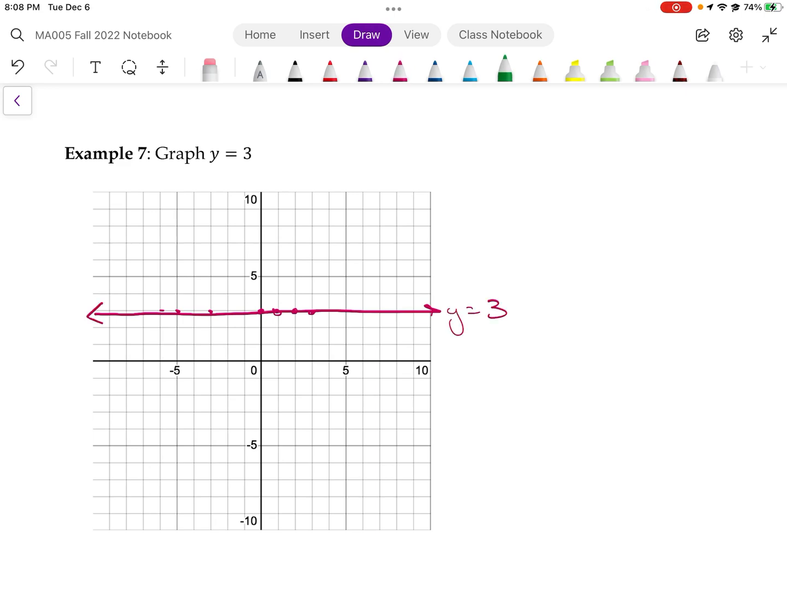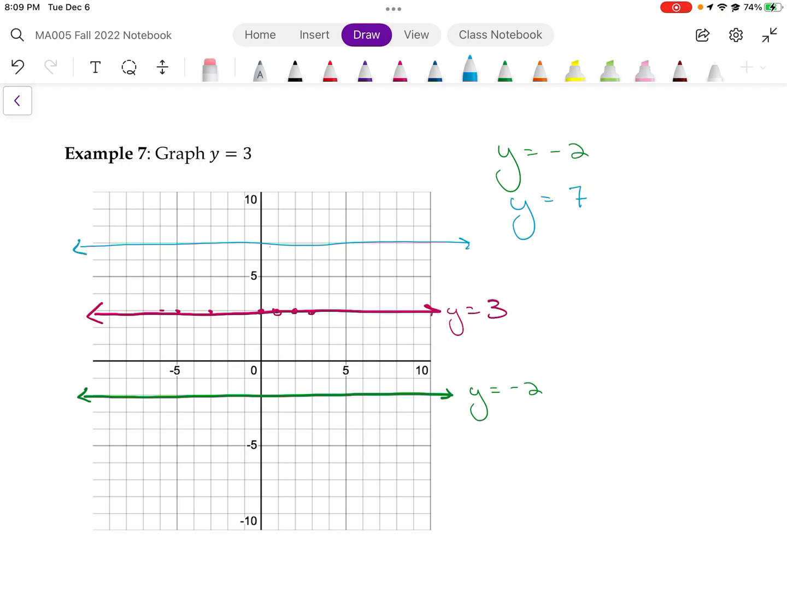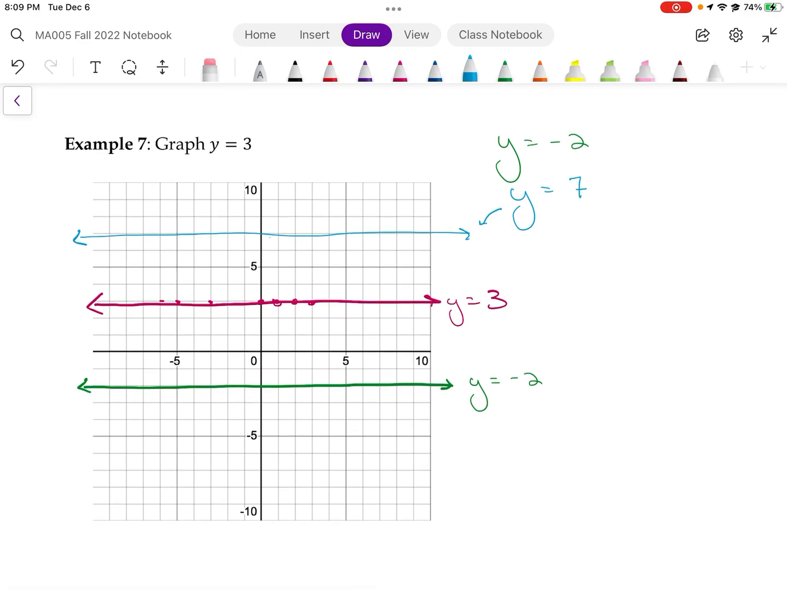All right, so let me give you a couple more. Where is y equals -2? And where is y equals 7? So pause the video and try that. So y equals -2 is going to be here, -2. That's that right there. And y equals 7 is going to be right up here. Y equals 7. All right, so that means when we have y equals something, we get a horizontal line. Important.